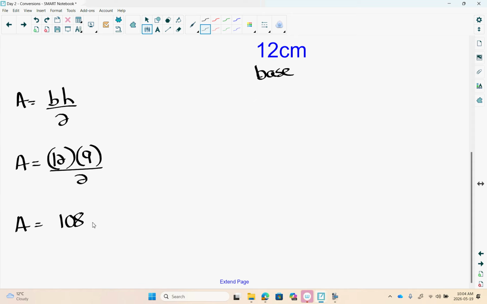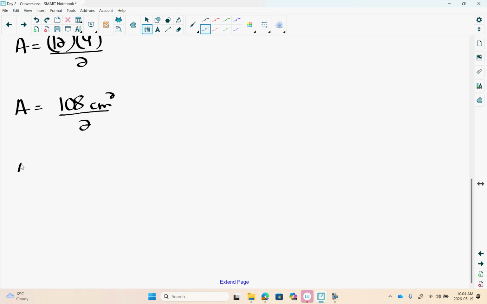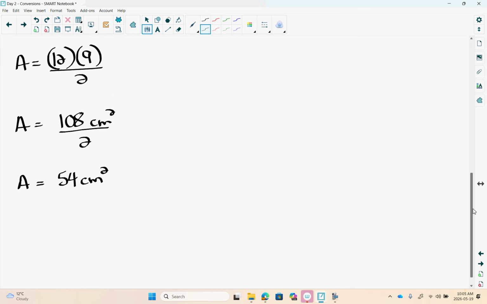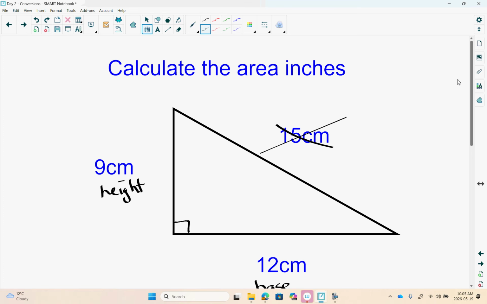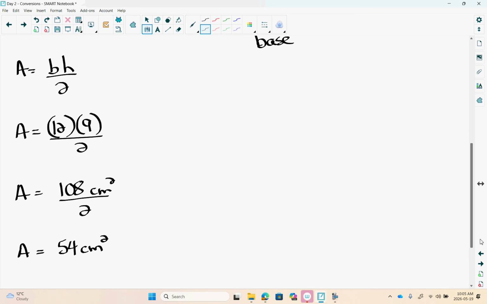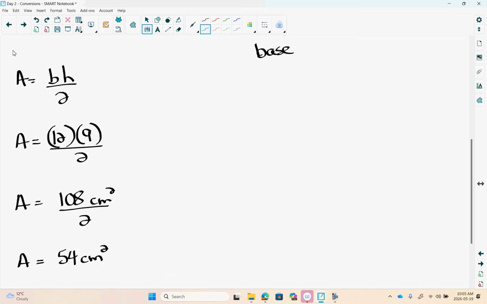It gives me 108 centimeters squared over 2, which is equal to what? Well, it's 108 divided by 2. 54 centimeters squared. Now I have to convert that to what? I want to calculate the area in inches. So here's the next problem. Step 1 was to find area. Step 2 is going to be to convert to inches squared, we'll say.